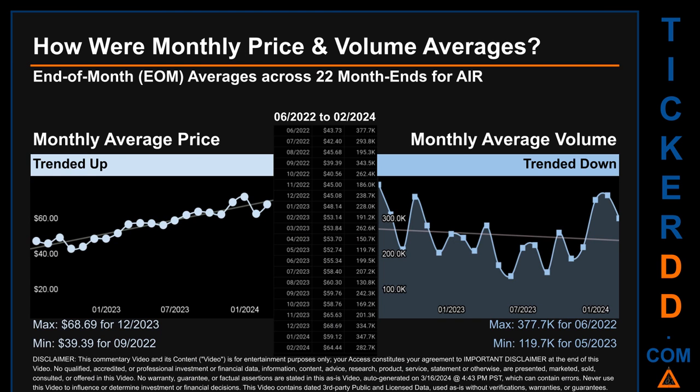The maximum end-of-month average price was $68.69 for 12/2023, while the minimum was $39.39 for 09/2022. Looking at volume, 06/2022 and 05/2023 respectively saw the highest and lowest monthly average volume at 377.7 thousand and 119.7 thousand.